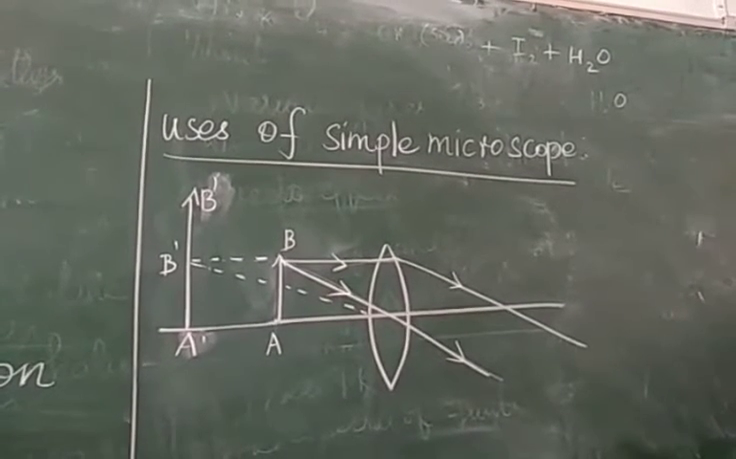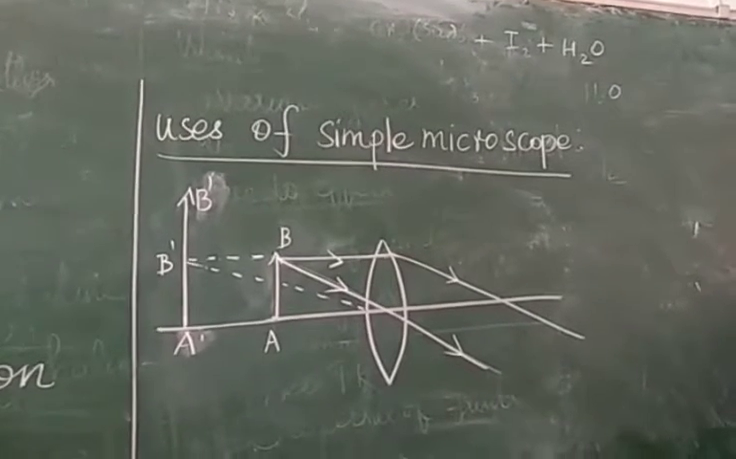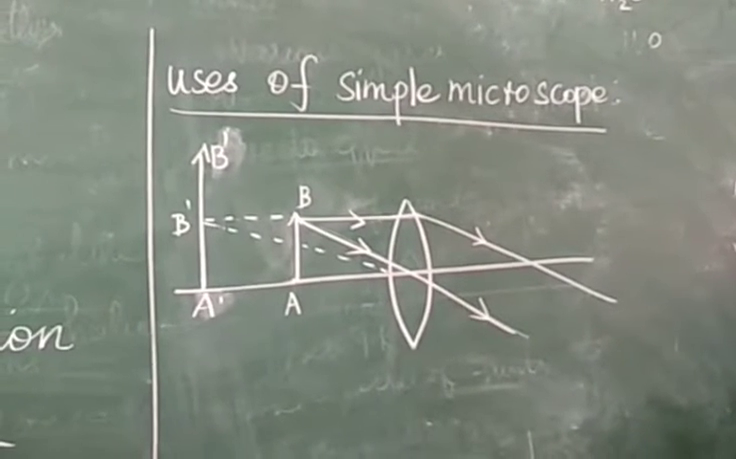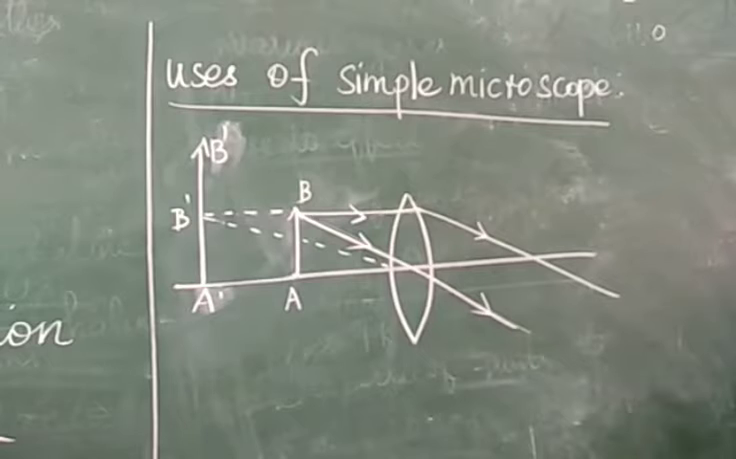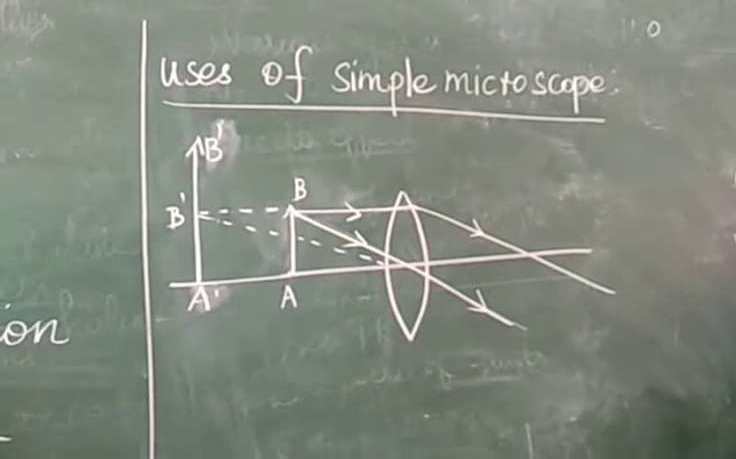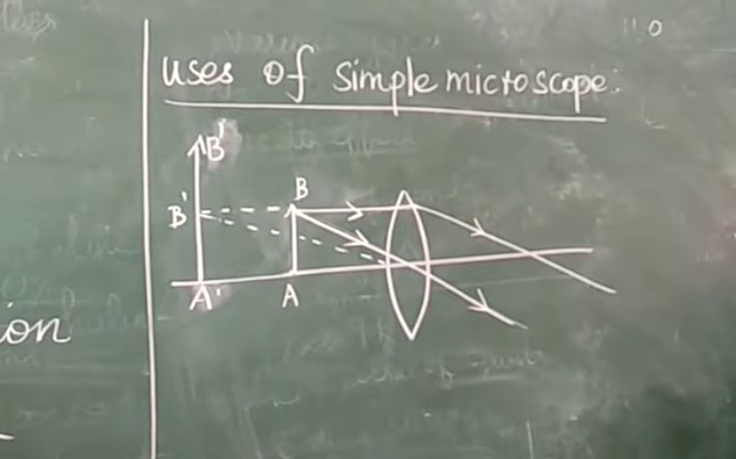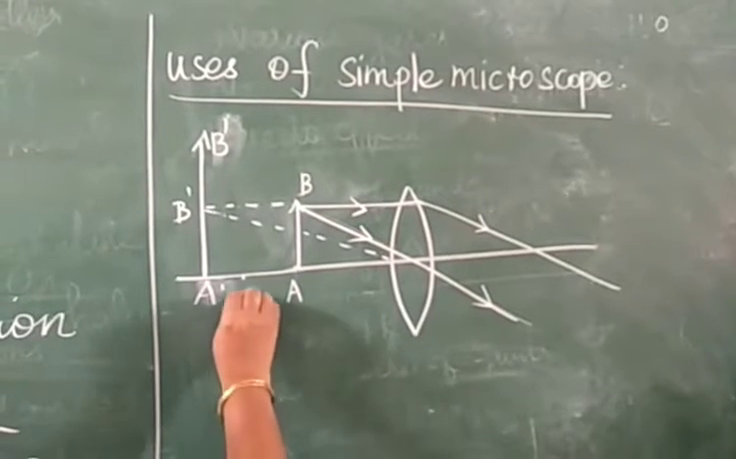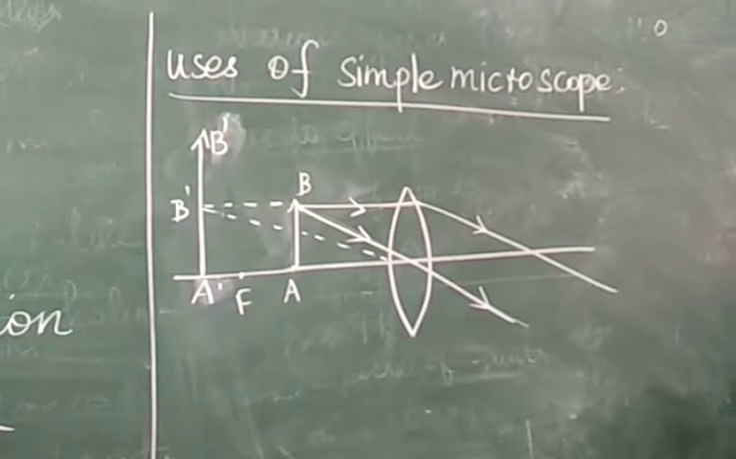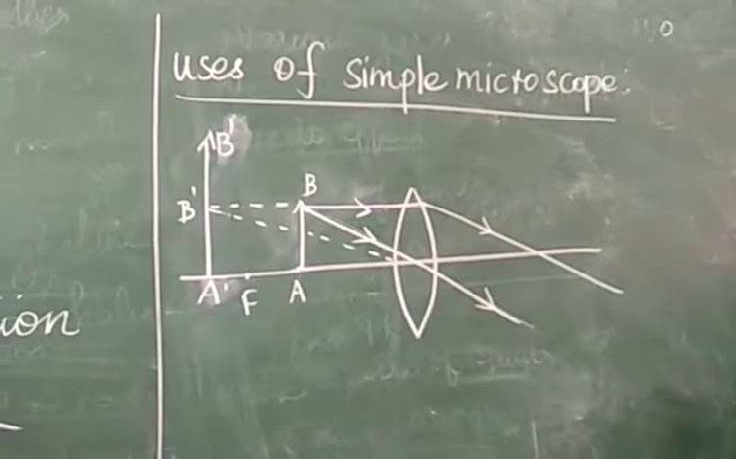Now I am going to explain how a simple microscope works. All of you see this diagram. Here, AB is the object, A dash B dash is the image. First, AB is the object placed at a point within the principal focus. Here only focus F. What is a principal focus? For a convex lens, the rays meet at one point. For a concave lens, they diverge from one point.